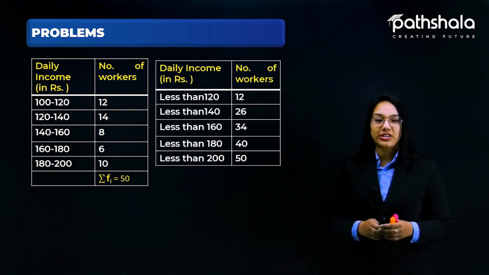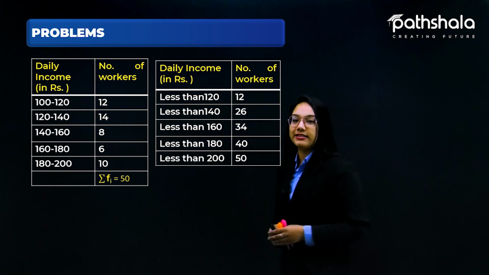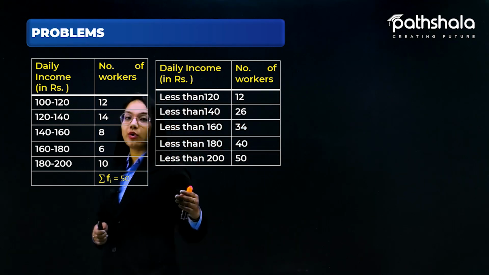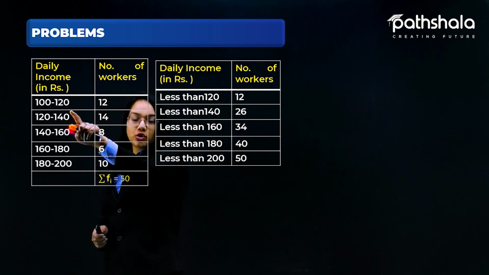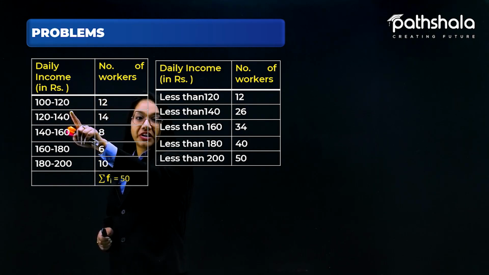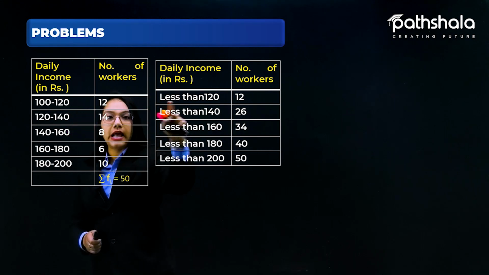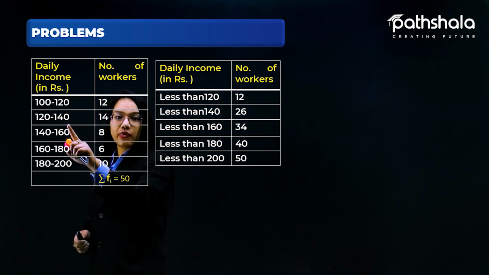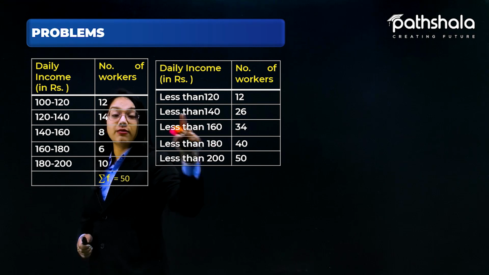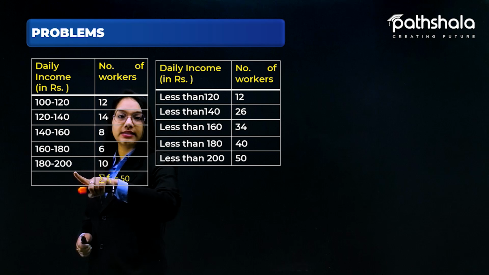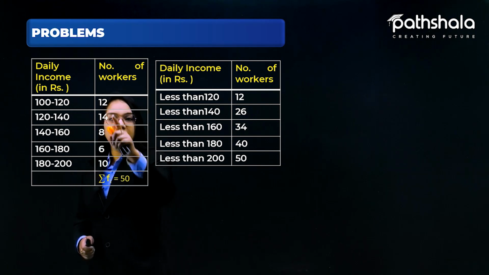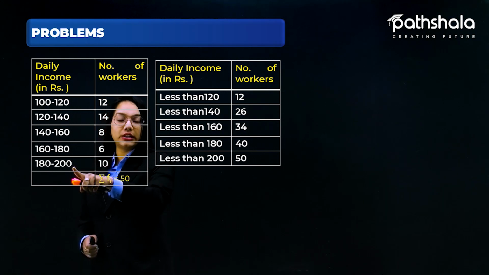Let us suppose I'm taking this table of the less than type. In the less than type case, we always have to take the upper limits. So if we have to convert 100 to 120 into the less than type, we'll write it as less than 120. For the second case, we have the upper limit as 140, so we'll write it as less than 140. For the next cases, we'll write less than 160, less than 180, less than 200. And these are the respective frequencies of the daily income.